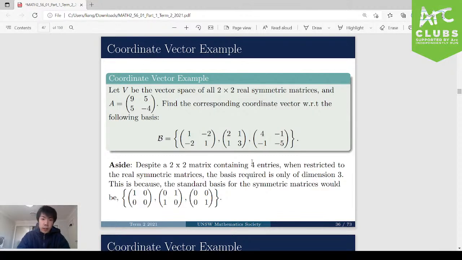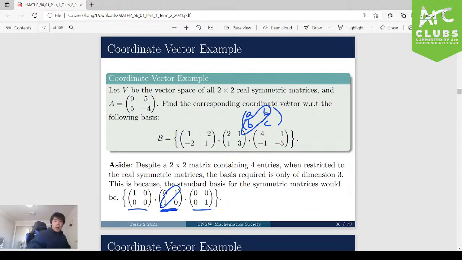Firstly, as an aside, you realize here that this basis B only has 3 elements in it. It has 3 matrices. Usually, 2 by 2 matrices have 4 elements, and so you might expect that there is 4 matrices in this basis. But recall that we're working over the real symmetric matrices, which means that every matrix has to be of this form, right? Where this diagonal here contains the same element. And so that's why our basis only requires 3 elements, right? Because the standard basis, if you think about it, would just be this. Yeah, because this matrix here already covers 2 of the entries.